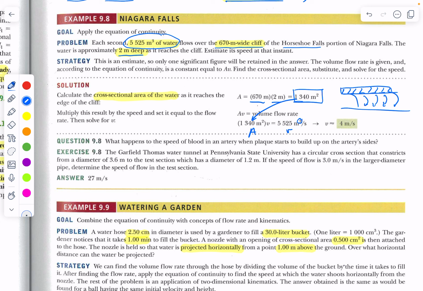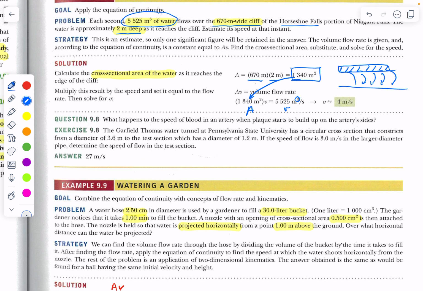Let's see, I want to double check that. Area times, yeah, here's the velocity right there. And as you know, area times meters per second, which is velocity, gives me my volume per second. Solving for V, we get 4 meters per second.